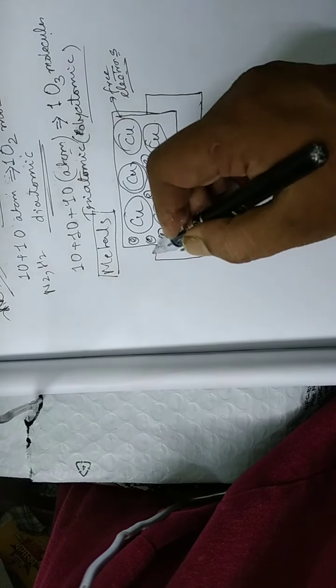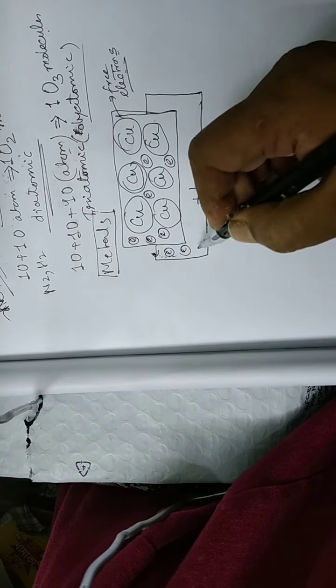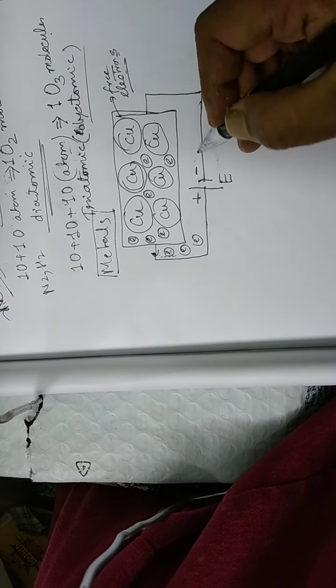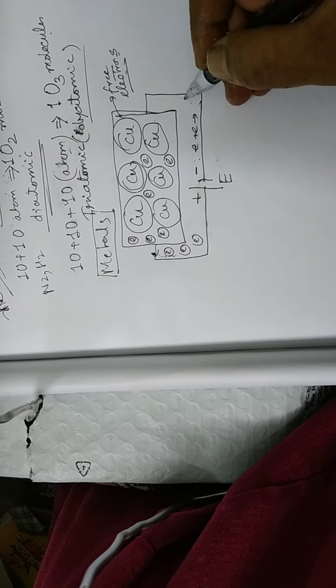towards the positive end of the battery of EMF E, and from the other end also electrons move in the negative direction inside the metal. This is known as electron flow, that is flow of charge, electron flow.